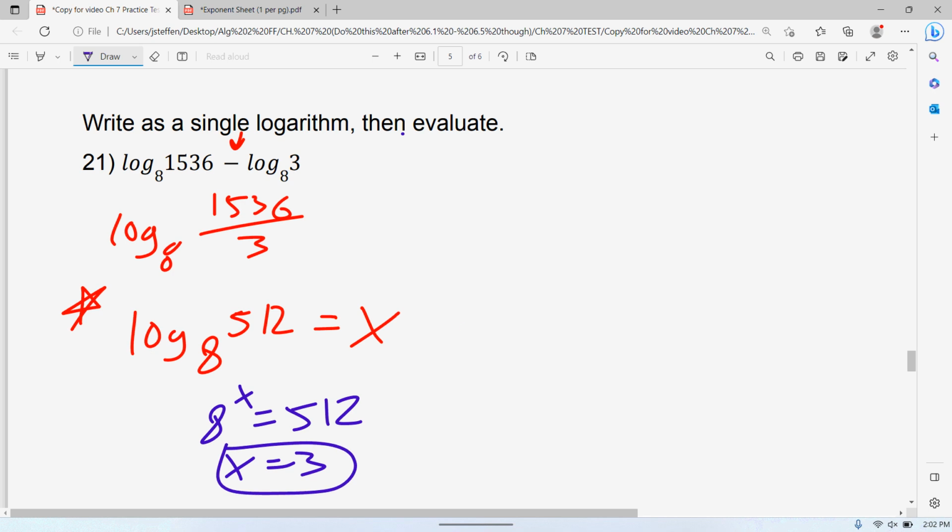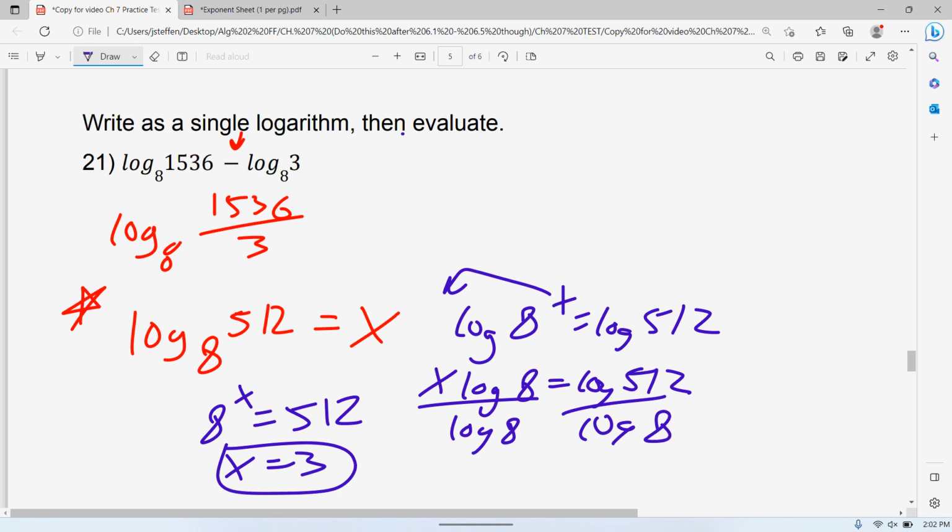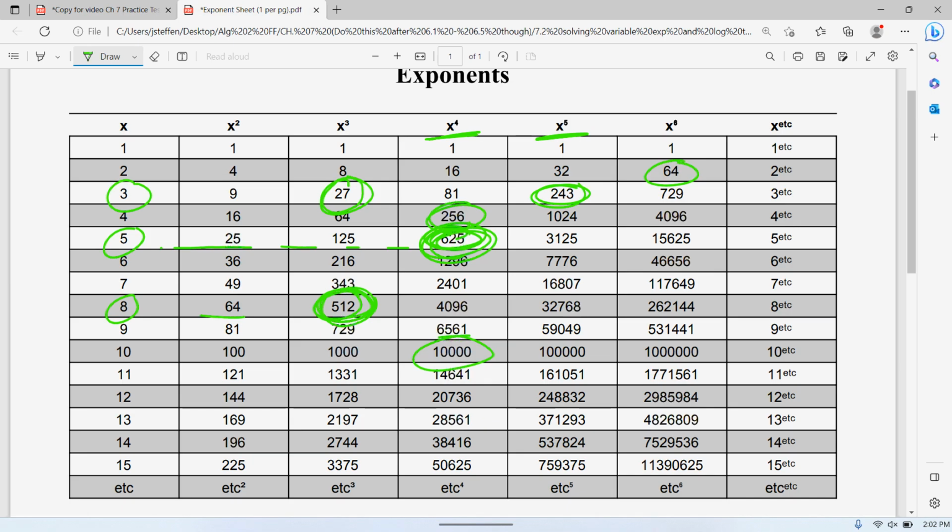And if you want to take the log of both sides, you can do it. x log of 8 is equal to log of 512. And divide both sides by log of 8. It'll give you the exact answer. Now, this says express it as a single logarithm and evaluate. So I think when it's a quiz, x is equal to 3, I gave you points for that. But if the way you found that, you said, you can't do it on this one.